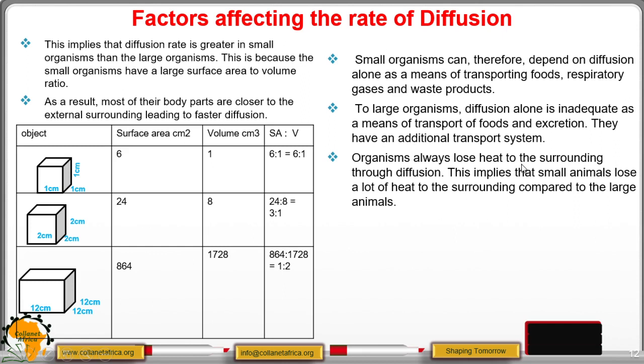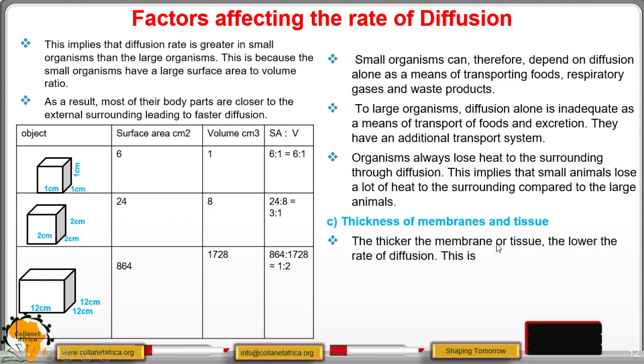Organisms always lose heat to the surrounding through diffusion. That means small organisms lose a lot of heat to the surrounding compared to those large organisms. So that means the energy requirement for small organisms is high because they are losing a lot of heat to the surrounding. The other factor is what we are calling thickness of membrane and tissue.